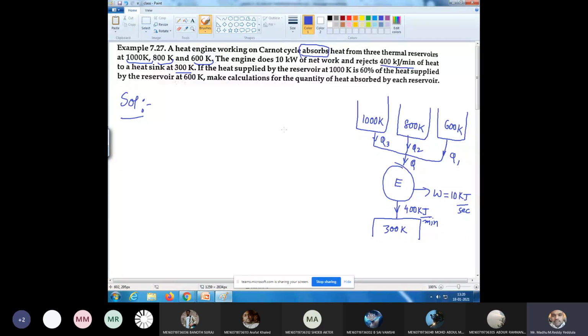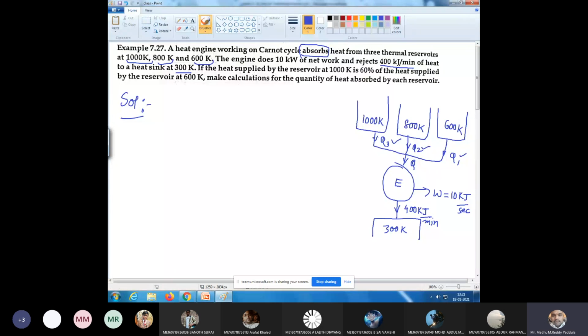If the heat supplied by the reservoir at 1000 Kelvin is 60% of the heat supplied by the 600 Kelvin reservoir. Okay, let us assume the heat supplied by the 1000 Kelvin reservoir is 0.6 times the heat supplied by the 600 Kelvin. Now he is asking to calculate the quantity of heat absorbed by each reservoir. Means he is asking what is the value of Q1, Q2, and Q3.